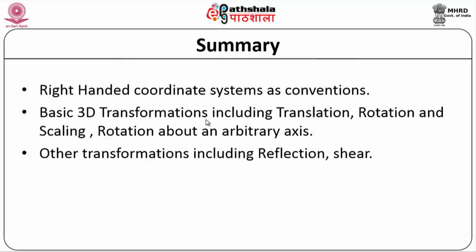Here the summary is what we have learned: the conventions for a coordinate system in 3D, the right-handed coordinate system. Rotations in 3D are the complex ones, and the rest of the transformations are extensions of those in 2D. Reflection and shear are other transformations which are simple extensions of 2D transformations, where we consider planes rather than axes for reflection and shear.